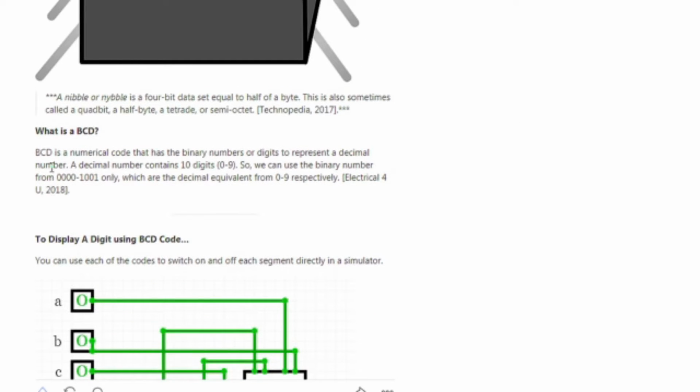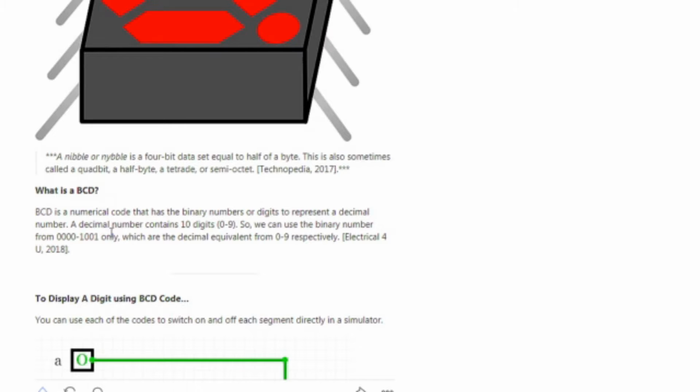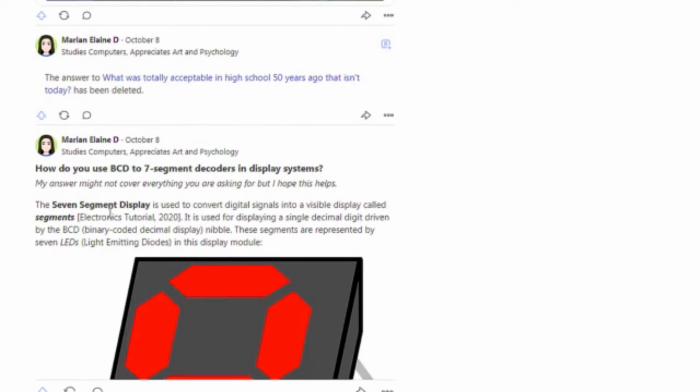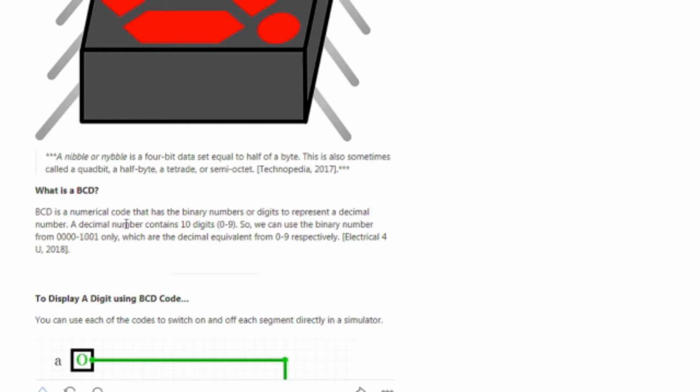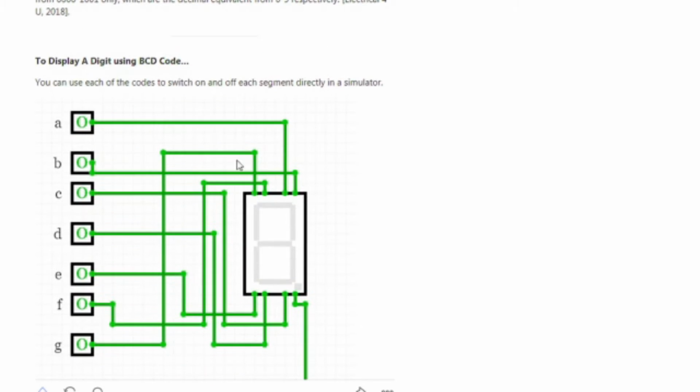So what is a BCD? A BCD, or a binary coded decimal display, is a numerical code that has the binary numbers or digits to represent a decimal number. A decimal number contains 10 digits, which are 0, 1, 2, 3, 4, 5, 6, 7, 8, 9. So we can use the binary numbers from 0000 to 1001 only, which are the decimal equivalent of 0 to 9. So how do we display a digit using the BCD code?